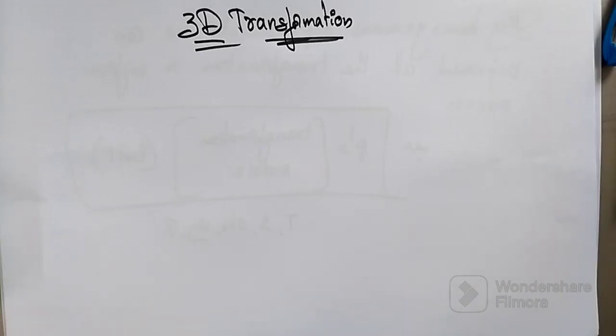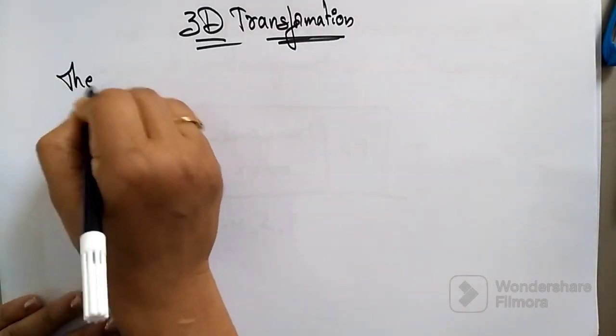Students, welcome back. Now coming to the 3D transformations in computer graphics. So far you have seen the 2D transformations. Now let's see the 3D transformations. So just like 2D, the 3D also has different types of transformations.